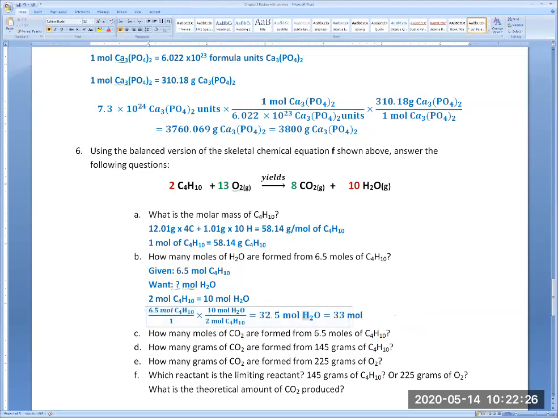Oh, it became smaller. Moles of water. Oops, no.